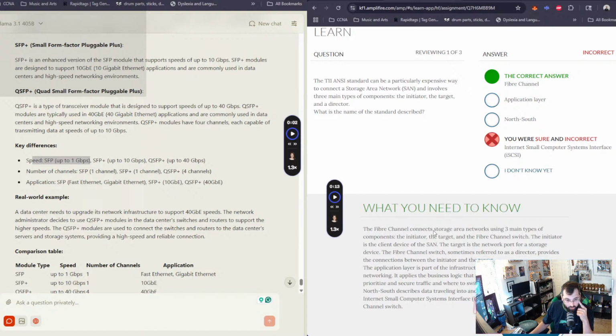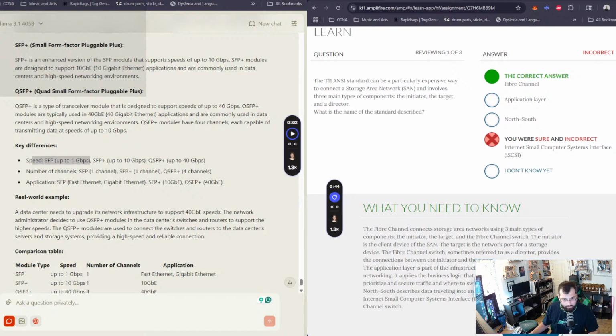The fiber channel connects storage areas networks using 3 main types of components. The interior is the client device of the SAM. The target is the network port for the storage device. The fiber channel switch, sometimes refers to as directory, provides the connection between.